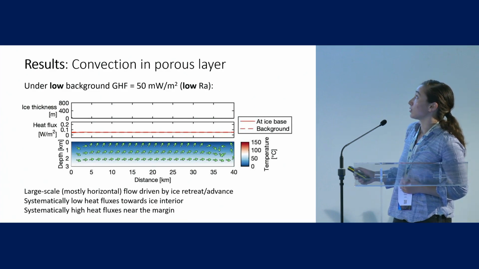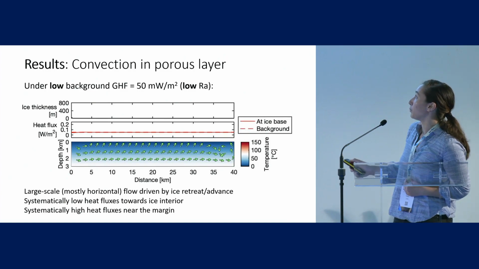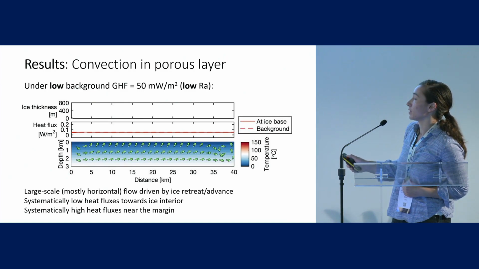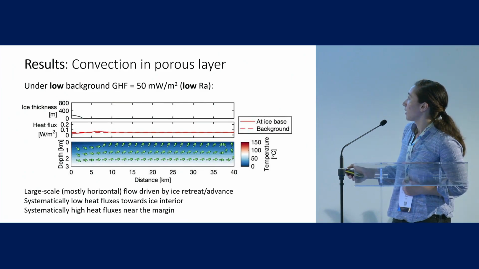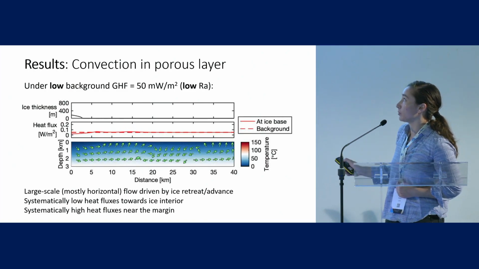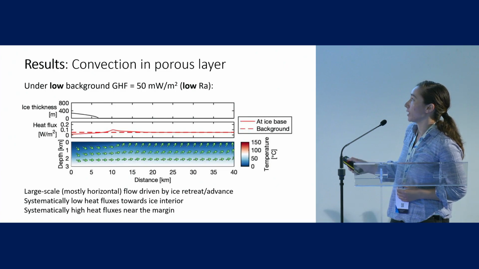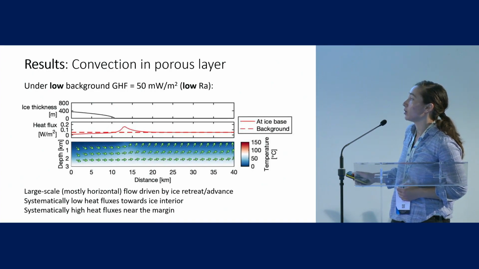Using this low background heat flow that was in the conductive regime, I'm showing an imposed ice thickness on the top. On the bottom, I'll be showing the temperature evolution, and the arrows show the evolution of the flow field. In the middle plot, I'm showing the heat flux that you would feel at the top of the groundwater layer. And so you see that as the ice goes back and forth, you're pushing flow in and out, and you're influencing the heat flow at the top, depressing the heat flow near the interior and increasing it at the ice margin. This seems to be pretty systematic over multiple glacial cycles.